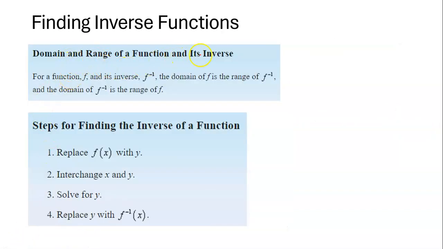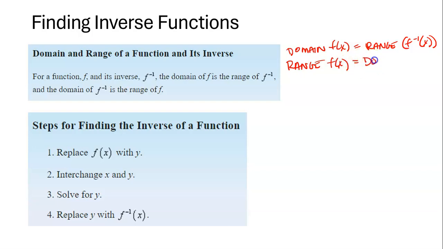Okay, domain and range of a function and its inverse, so they flip-flop. The domain of f of x is equal to the range of f inverse, and the range of f of x is going to be the domain of the inverse. Okay, so here are the steps to finding the inverse of a function. We replace f of x with y, and then we flip x and y, solve for y, and then you replace it back with f inverse.